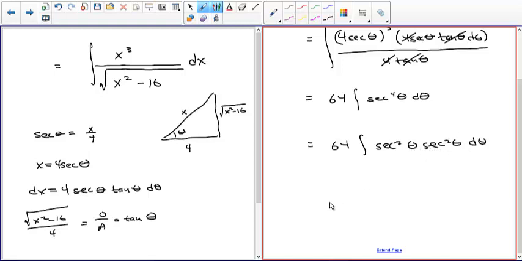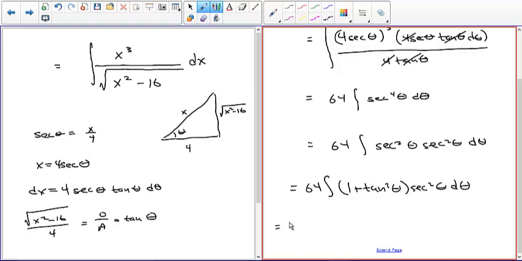So you'll go to your trig identity page here, look under Pythagorean identities, and you see the secant squared is equal to 1 plus the tangent squared. So you get 64 times the integral of 1 plus tangent squared theta times secant squared theta d theta.